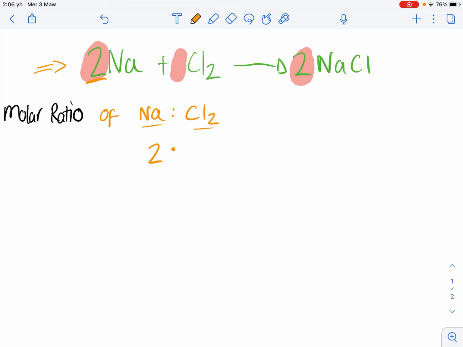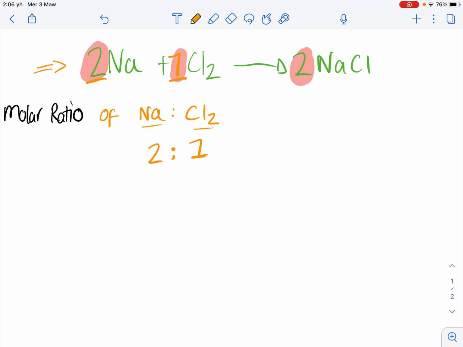So that's what I'm going to put here. When I look in front of chlorine, I don't see anything. So it's tempting to put a 0, but remember, chemists are lazy. And even though you can't see a coefficient here, there is actually a number 1 there. It's just we don't usually write it in. So this is going to be 2 to 1. That's the molar ratio, 2 to 1.